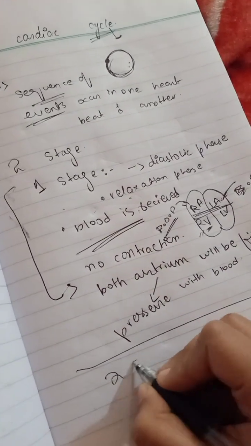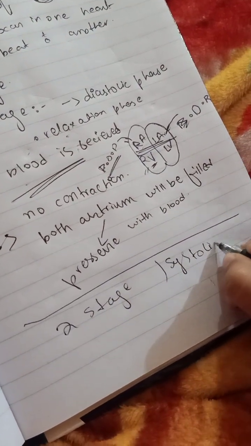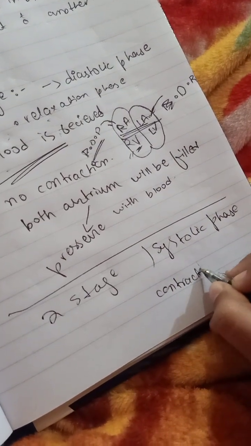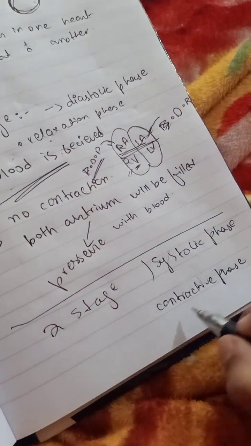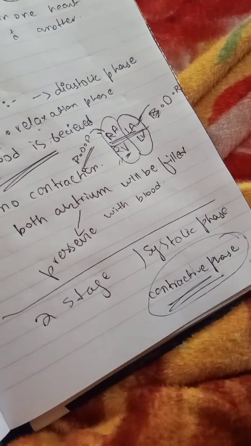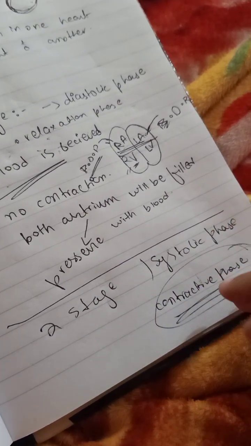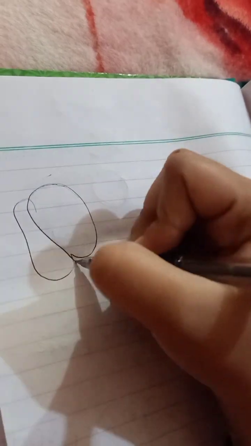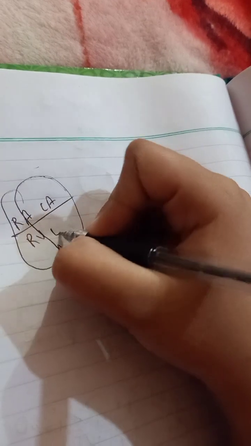The second stage is called the systolic phase. We also call it the contractive phase. The first was the relaxation phase, where all chambers relax. Here, in the contractive phase, the word contractive means contraction; there will be no relaxation. So in this phase the contraction will occur. We have the right atrium, right ventricle, left atrium, left ventricle.